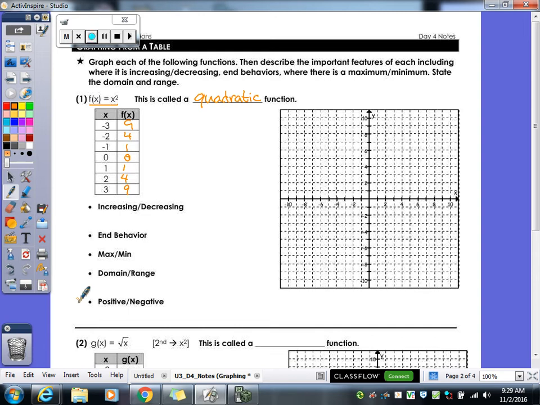And then you can go ahead and plot your points. Again, remembering to extend your curve all the way up until it goes off the graph. Want to put arrows on it and label with the equation f of x equals x squared.